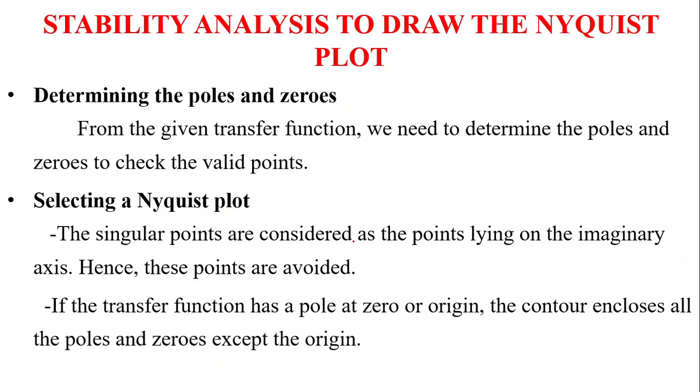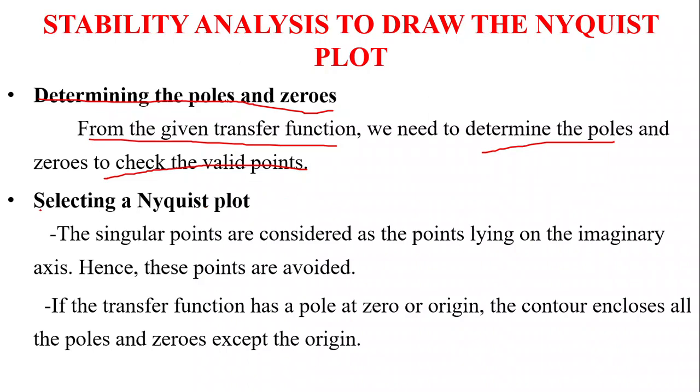After that, we are going to see the steps we have to follow to draw the Nyquist plot. The first step is to determine the poles and zeros. From the given transfer function, we need to determine the poles and the zeros, to check whether the points are valid or not.